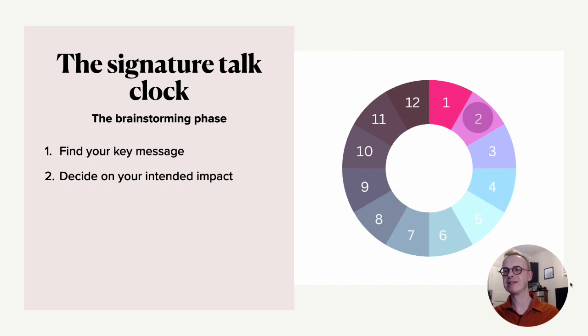Now, it's important to think about what your impact is going to be and how that relates to your key message. So think about, in one word, based on that key message, what would you want your audience to feel? But it may be that during the course of your talk, you want to create some kind of emotional arc.